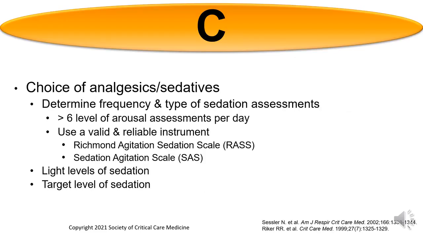The C in the collaborative was focused on the choice of analgesics and sedatives. That was a little bit harder to operationalize. So during the collaborative, we decided the C will be measured as the frequency and level of arousal assessments, meaning how many times a day the patient got their sedation assessment. We used the goal of at least 6 level of arousal assessments per day. And similar to pain, we want those assessments to occur using valid and reliable tools, so the RASS or the SAS.